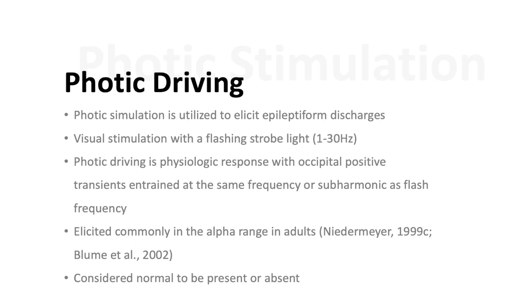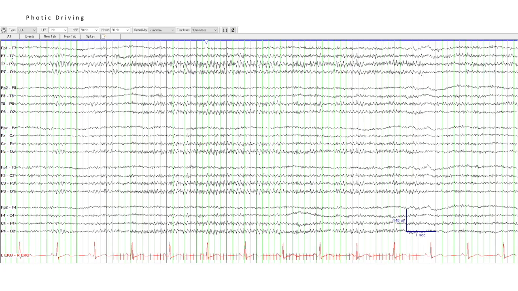These photic driving responses are commonly elicited in the alpha range in adults. It's considered to be normal if present or absent. In future lectures, we will cover other types of photic activation, including photomyoclonic response, photoparoxysmal response, and photoelectric responses.